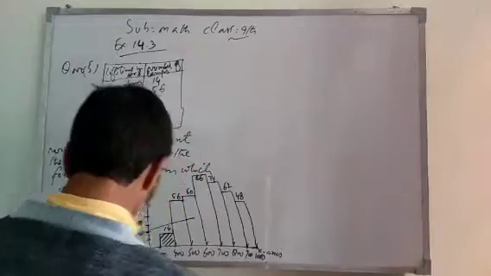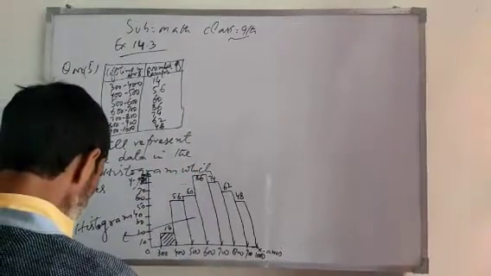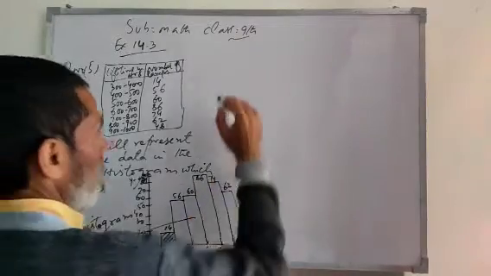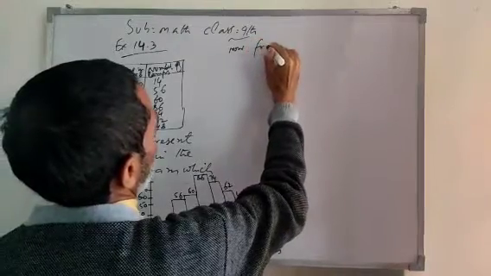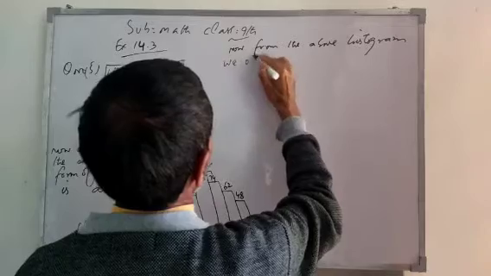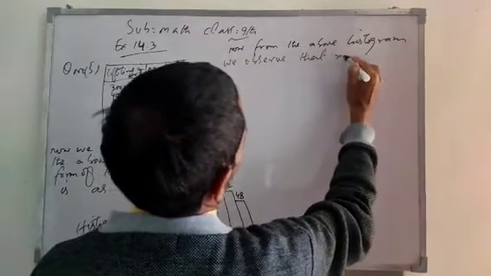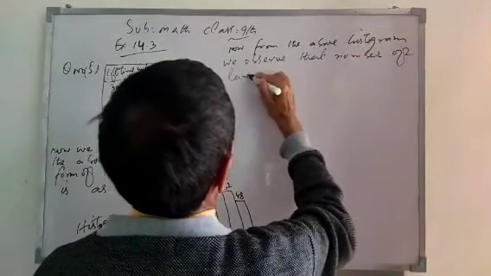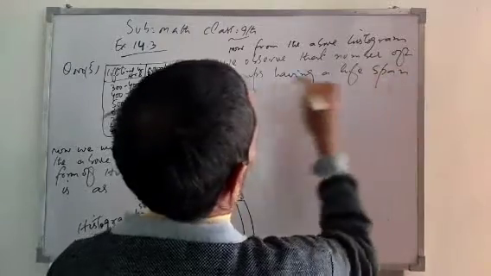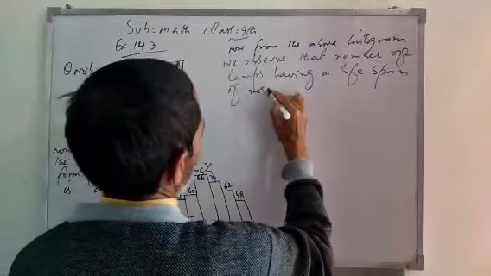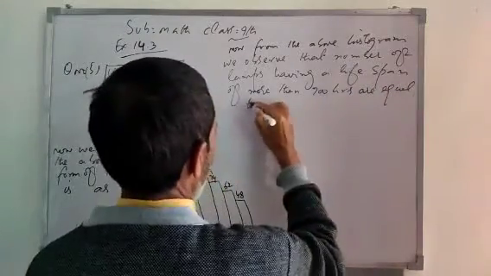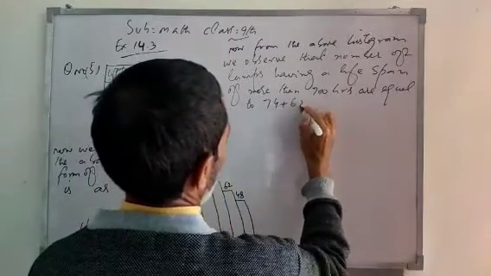Now from this histogram, we observe that number of lamps having a lifetime of more than 700 hours are equal to 74 plus 62 plus 48.